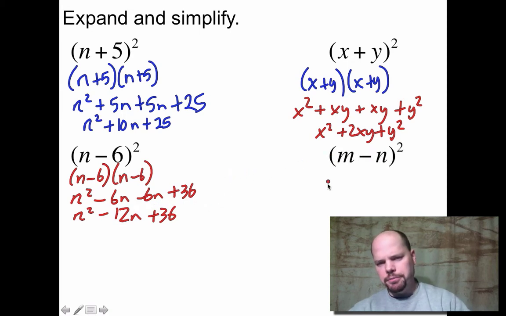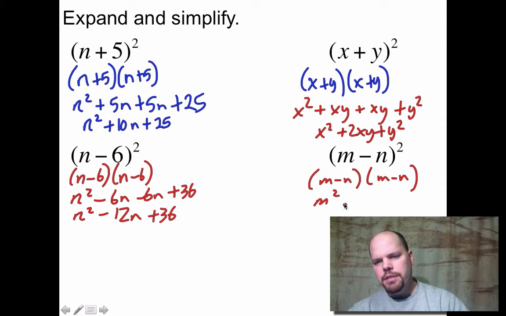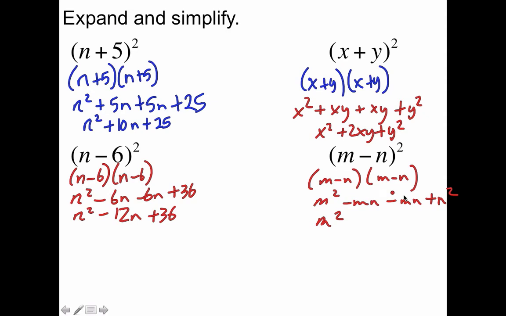Let's try one more here. So we're going to go the quantity m minus n times the quantity m minus n. So we're going to get m times m, m squared, minus m times n, minus n times m. Minus n times a minus n would become a plus n squared. So what happens here? Well, we're going to get m squared minus two of these, 2mn, plus n squared.